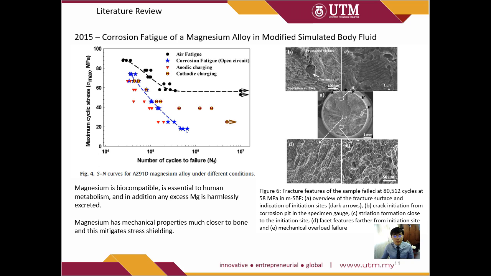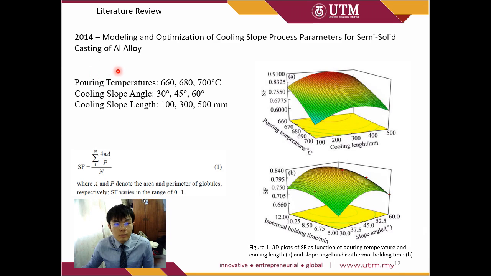remove the temporary implantation. And in this paper, the pouring temperature varies, the cooling slope angle varies, and the cooling slope length also varies. Note that the shape factor equation in this paper is the same as the first paper. And this is the graphical result.